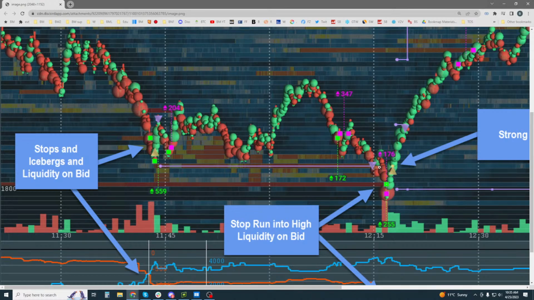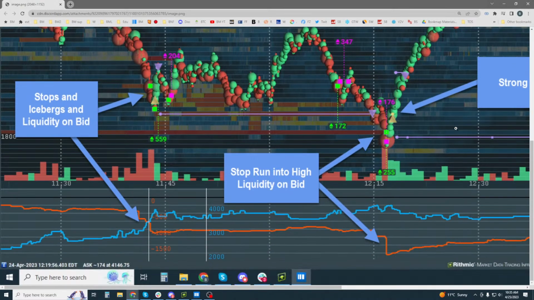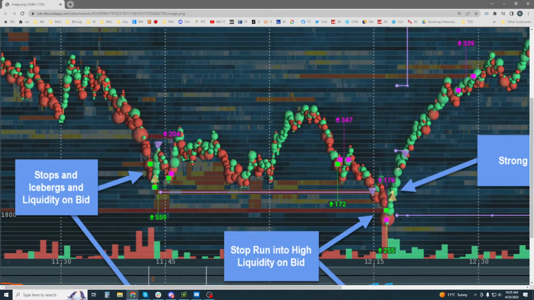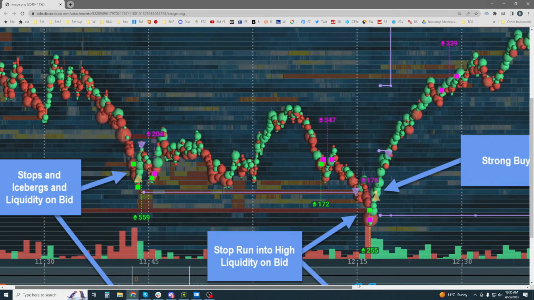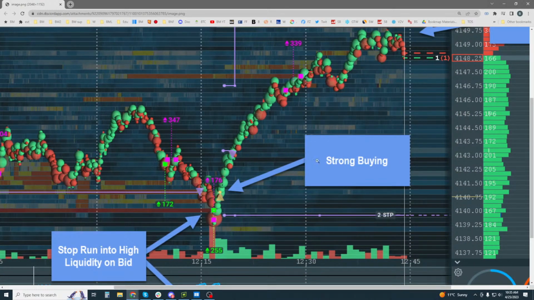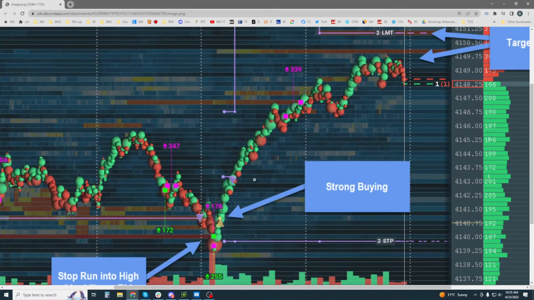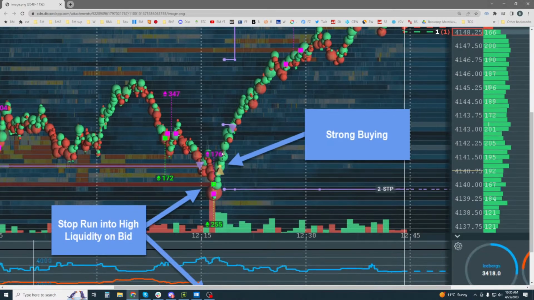And then what happened? All right, well, I got stopped out. Price came back down into this high liquidity in here. We see lots of absorption indicator here. We see a nice big stop run here, and I noted the buyers coming back in, and I got back in here. Okay, so strong buying starting to come in. I got back in, and then took some off here.